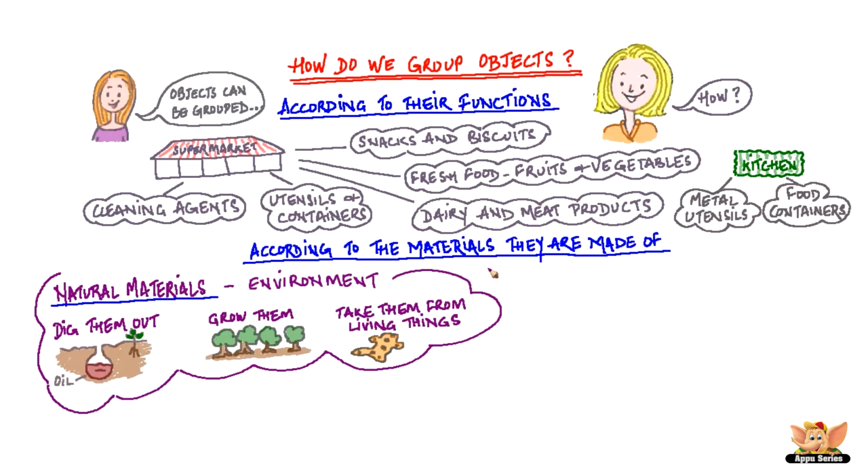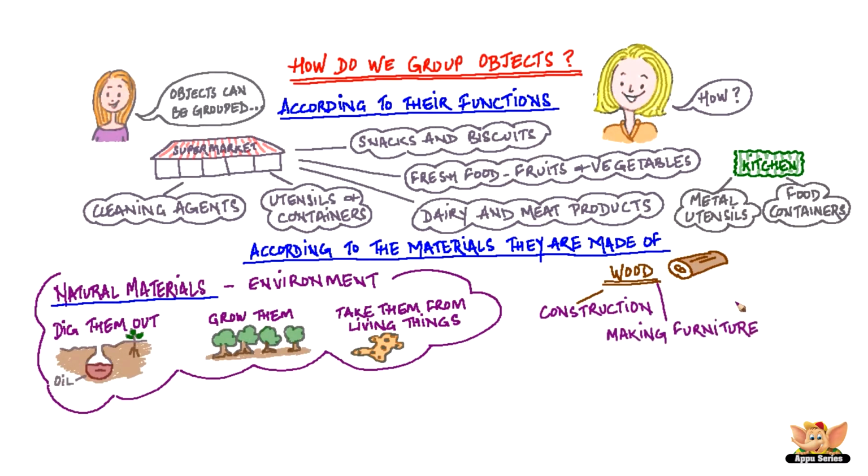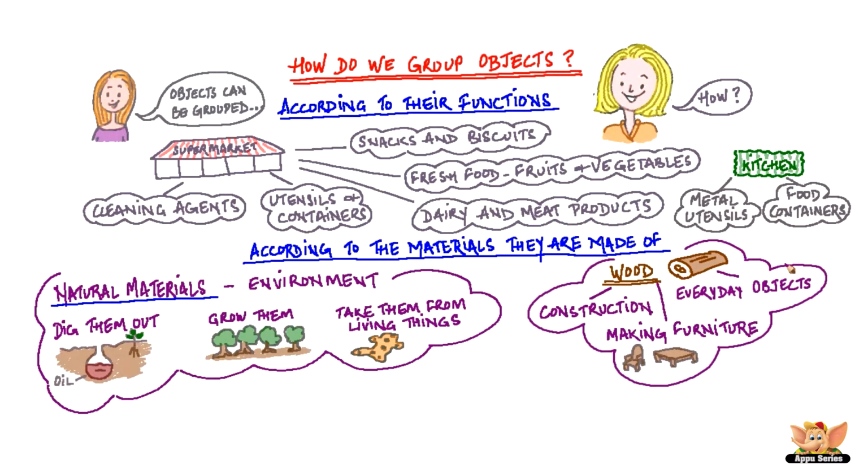Some examples of natural materials are wood, that is used in construction. It is also used for making furniture and for so many objects that we use every day. All of it comes from trees. That is the reason why our forests are disappearing so fast. And that is the reason why we need to grow more and more trees.